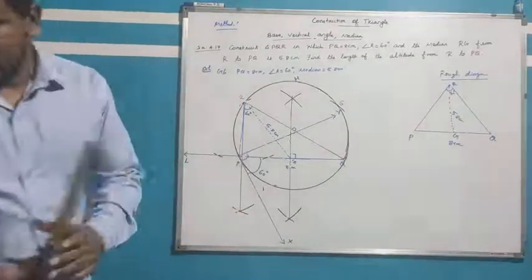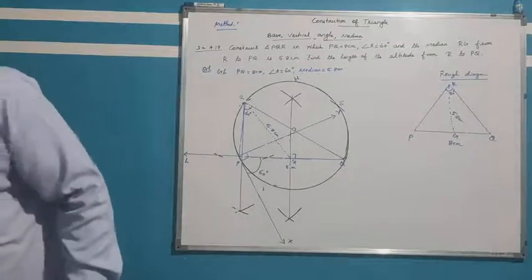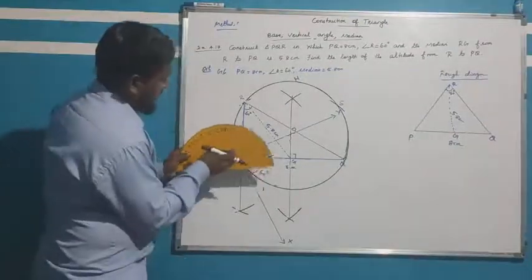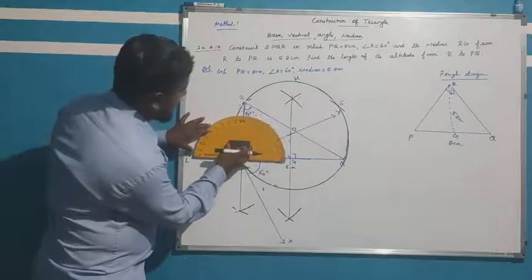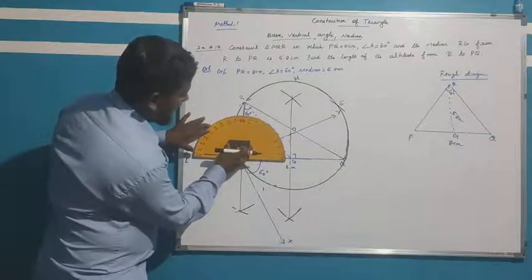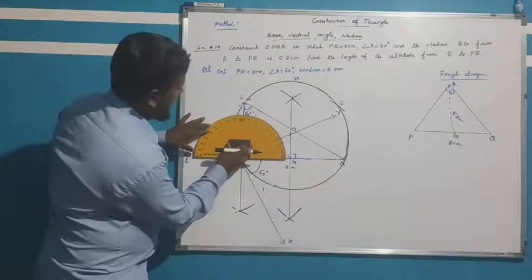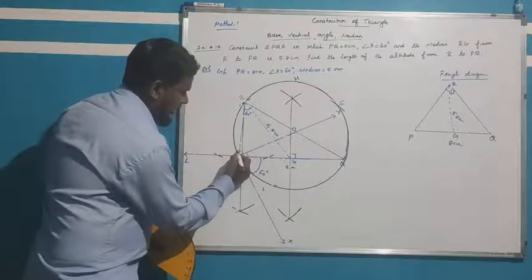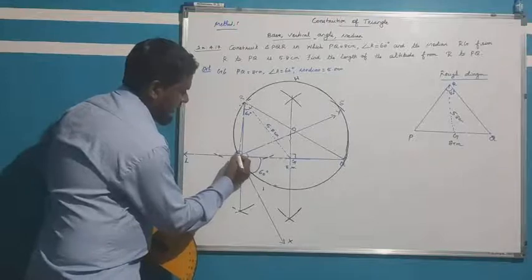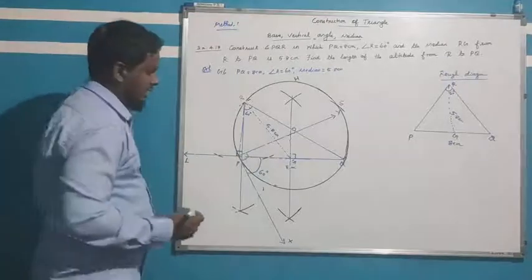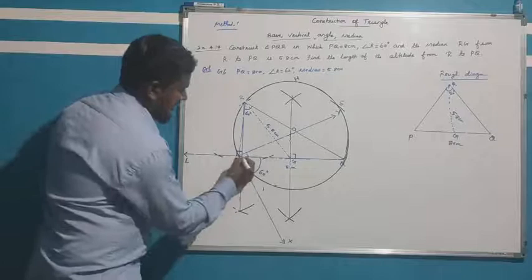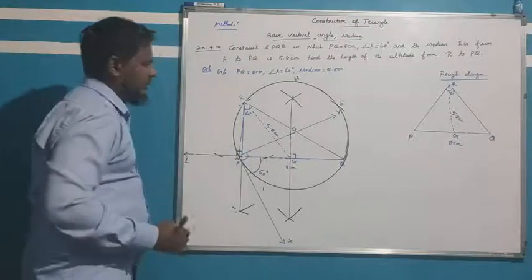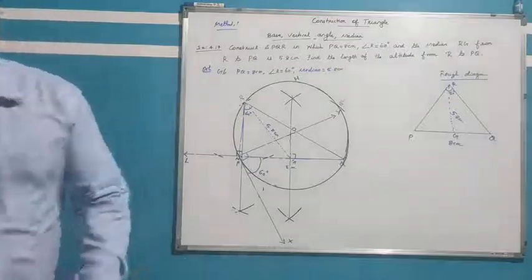So after that, take the protractor and measure and see. In this line we will get 90 degrees. This line is a perpendicular, this altitude is 90 degrees. So then this altitude's name we can consider M.